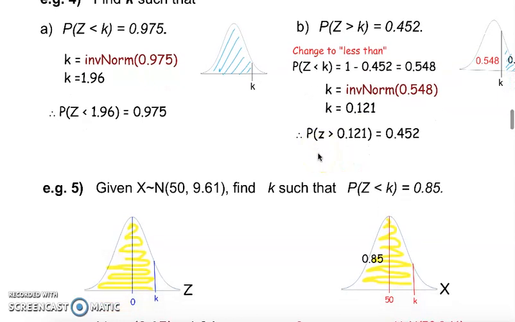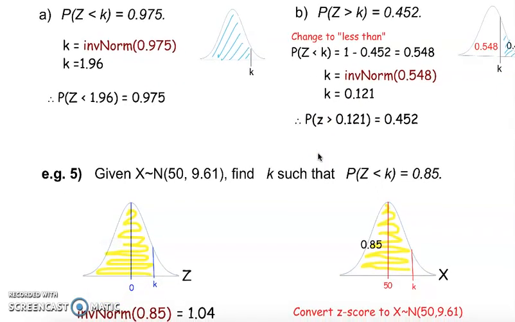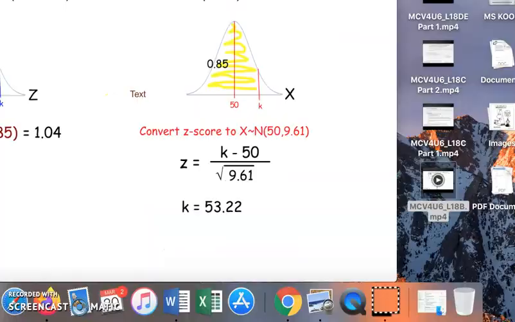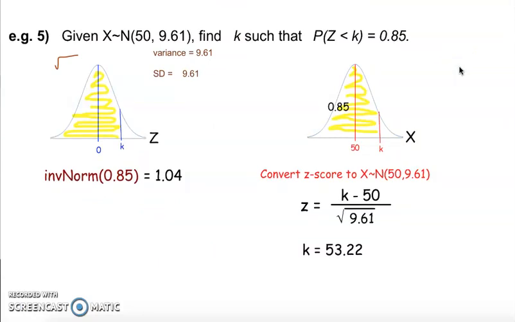So that was using the standard normal distribution of Z. In example 5, we have a new question that is not on a standard normal distribution, but instead a normal distribution with a mean of 50. The second entry here, 9.61, stands for the variance, so you need to take the square root of that number as the standard deviation. Don't forget that.